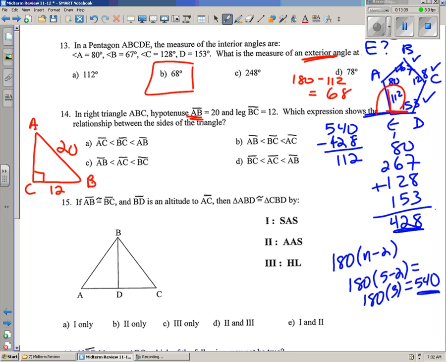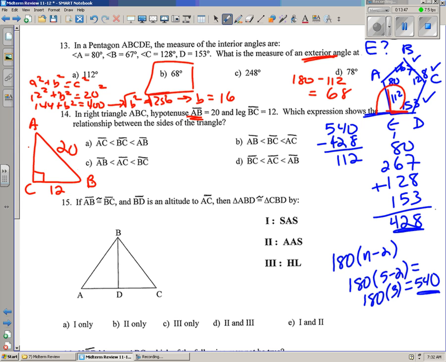They ask which expression represents the relationship between the sides of the triangle? Well, I need to define AC, so I'm going to use the Pythagorean theorem to do that. A squared plus B squared equals C squared. So let's see. 12 squared plus B squared is 20 squared. 144 plus B squared is 400. Subtracting over, we would get B squared equals 400 minus 144 is 256. Taking the square root, B would be 16.